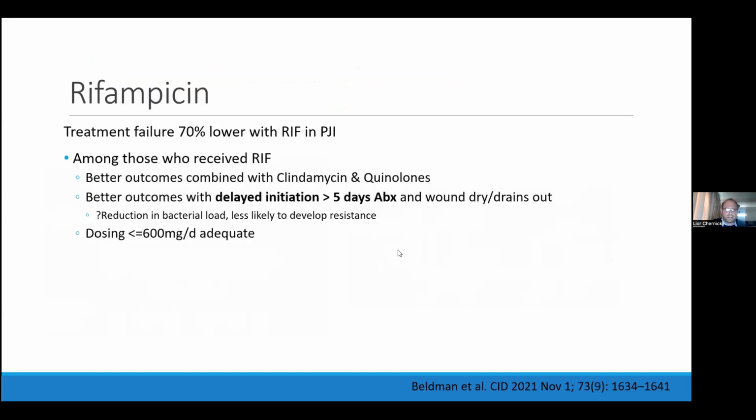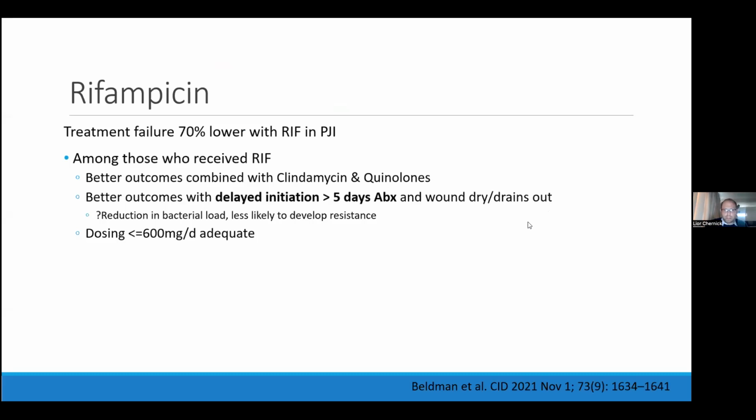And then there were a couple of other interesting things that came out from this observational trial. Better outcomes were observed with clindamycin and quinolones as the paired antibiotic, and better outcomes were also associated with delayed initiation after greater than 5 days of antibiotics, and making sure the wound was already healing, the drains were out, and only then instituting rifampicin therapy.